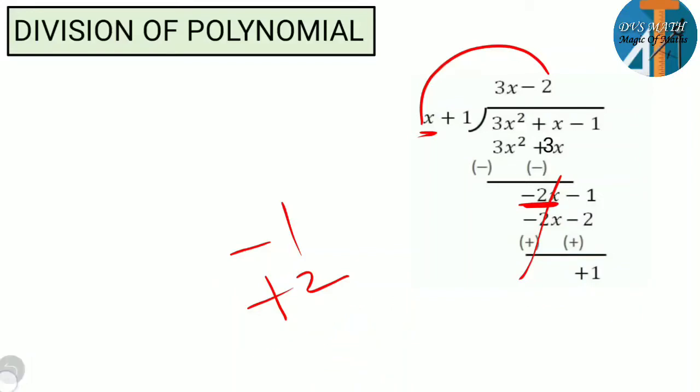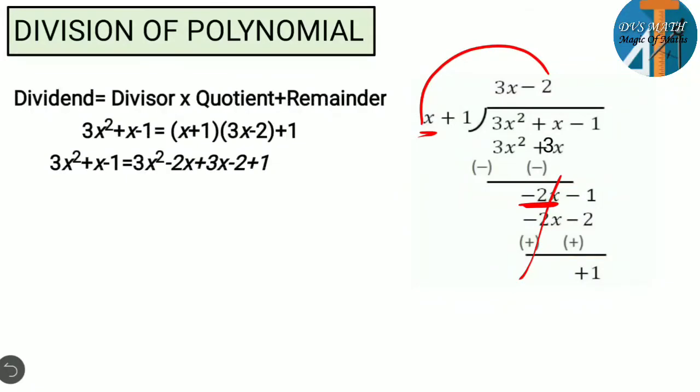But we have another method, so you can observe the other method. For example, consider the relationship as we did in the previous one, the regular relationship: dividend is equal to divisor into quotient plus remainder. So what is the dividend? It is 3x square plus x minus 1. What is the divisor? x plus 1. Quotient is 3x minus 2, plus remainder 1.